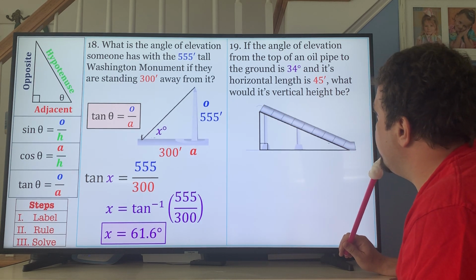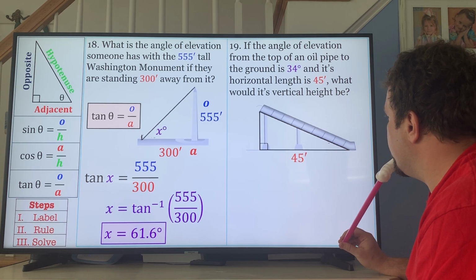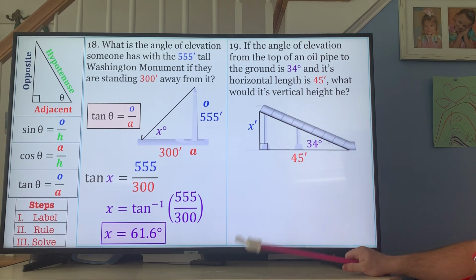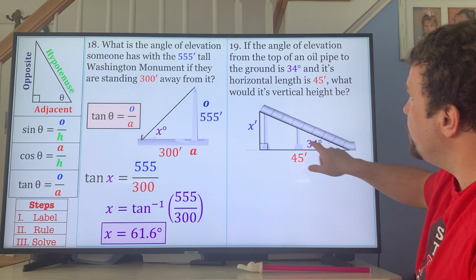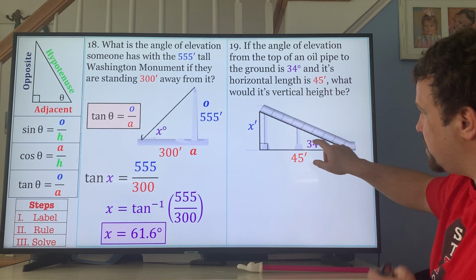Number 19, if the angle of elevation from the top of an oil pipe to the ground is 34 degrees and its horizontal length is 45 feet, what would the vertical angle be? 45 feet, x, and 34. Top to the ground, so it's going with the ground, so that's why this is 34 down here.